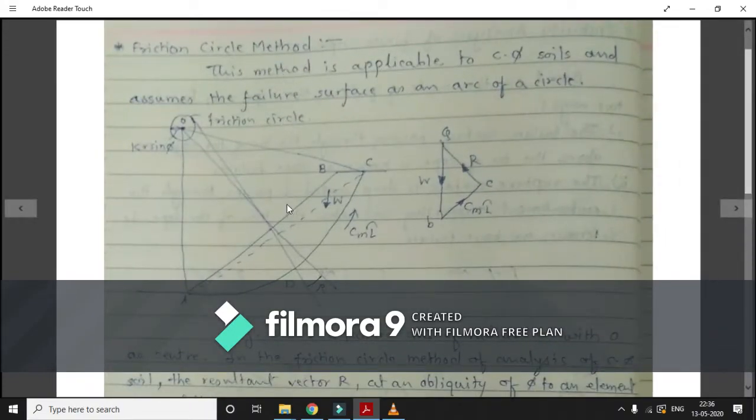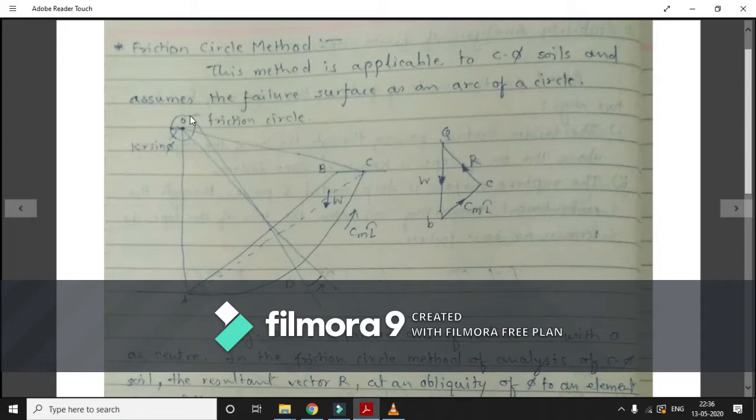So this is about the friction circle method. This method is applicable to c-phi soil and assumes the failure surface as an arc of a circle. Now let's consider this diagram. So this AB represents the slope surface. BC is the berm here.